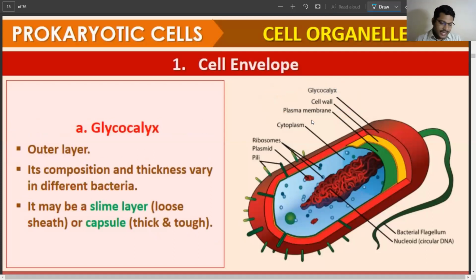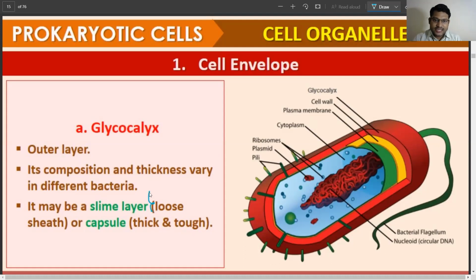Now, the glycocalyx is the outermost layer of the cell envelope, as we talked about, and its composition and thickness are different across the prokaryotic organisms. That is, across the bacteria, the composition and thickness are different. Depending on whether it is thick or thin, different names are given. So it is called a slime layer.